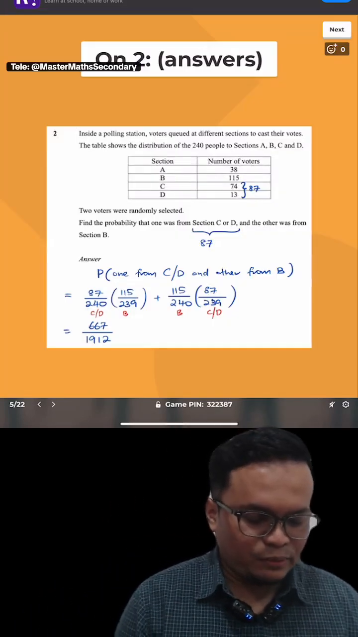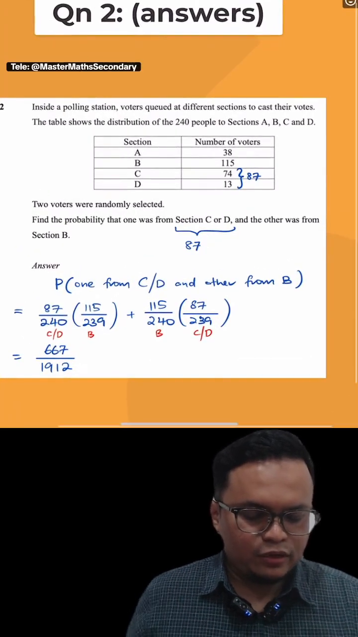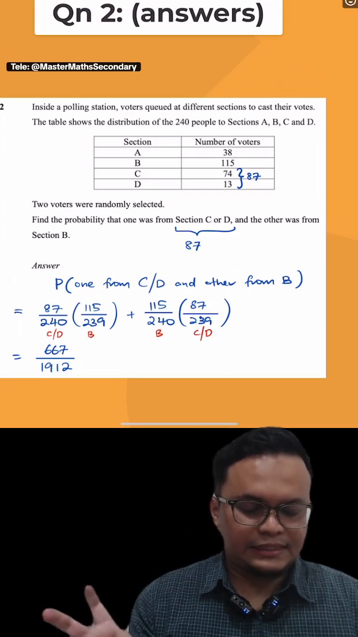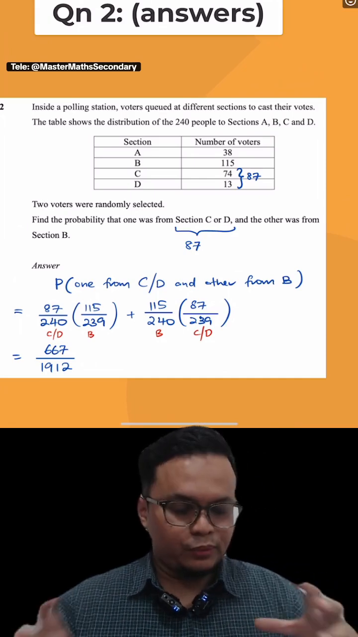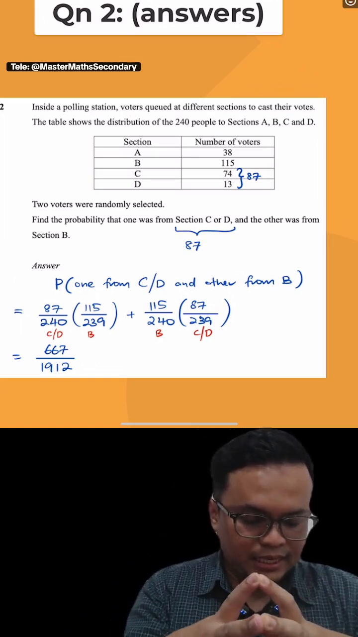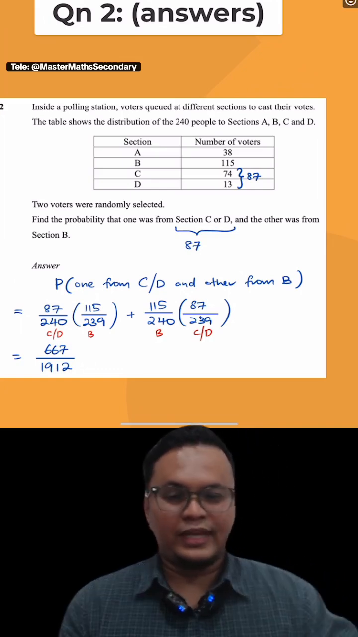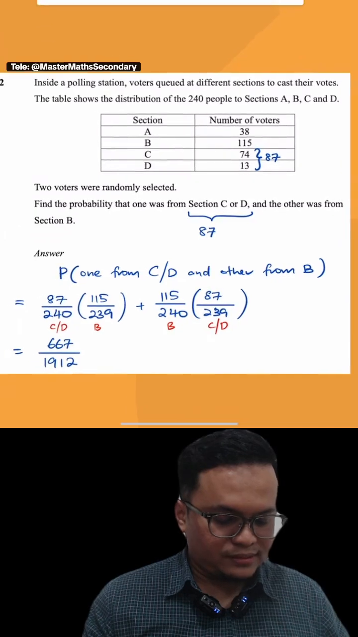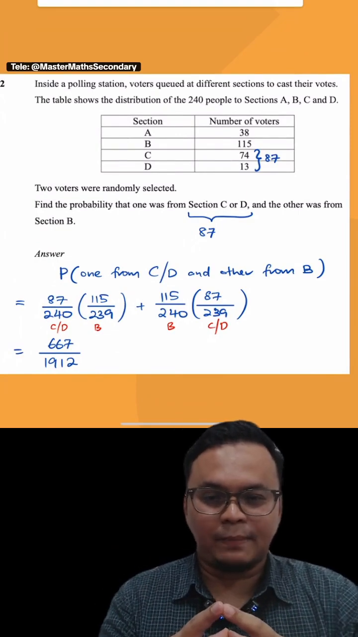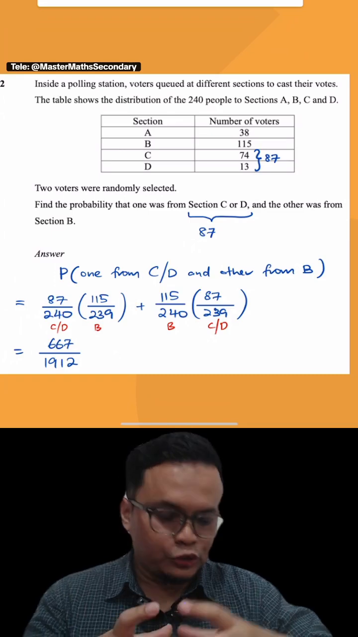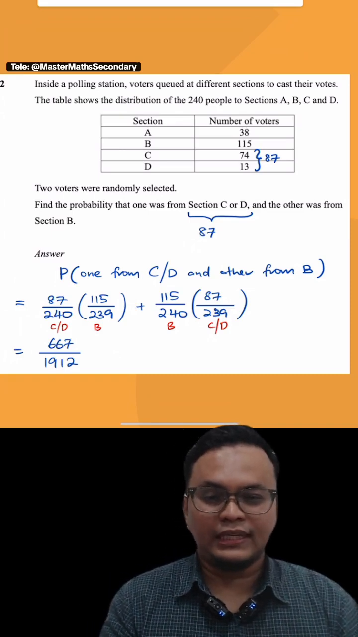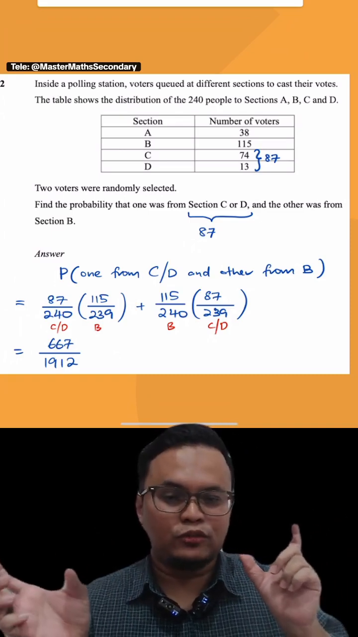Okay guys, so let's see how this is done. Now when choosing somebody from section C or D, there's 74 from C and 13 from D. So what we'll do is we will group them as one group. C or D will be one group of 87 voters. So there are two possible outcomes here. One is C or D first, followed by B. Another possible outcome is choosing a voter from section B first, and then choosing a voter from C or D. You got to consider these 2 cases. They're considered to be different.